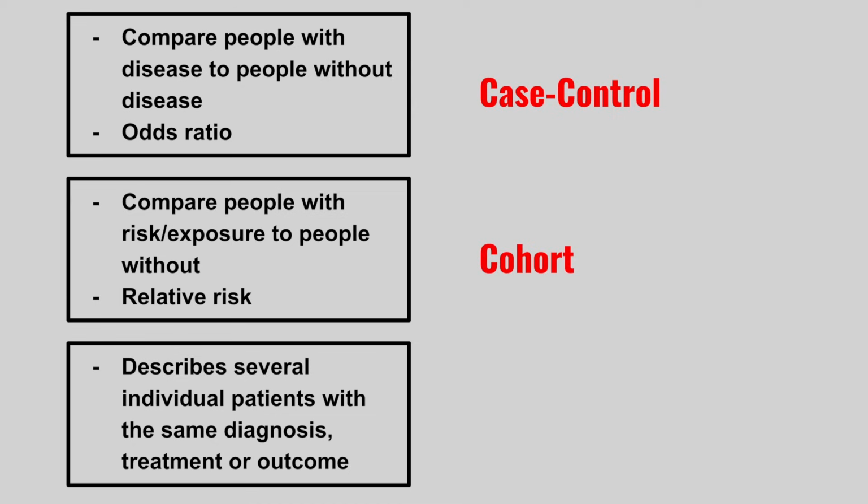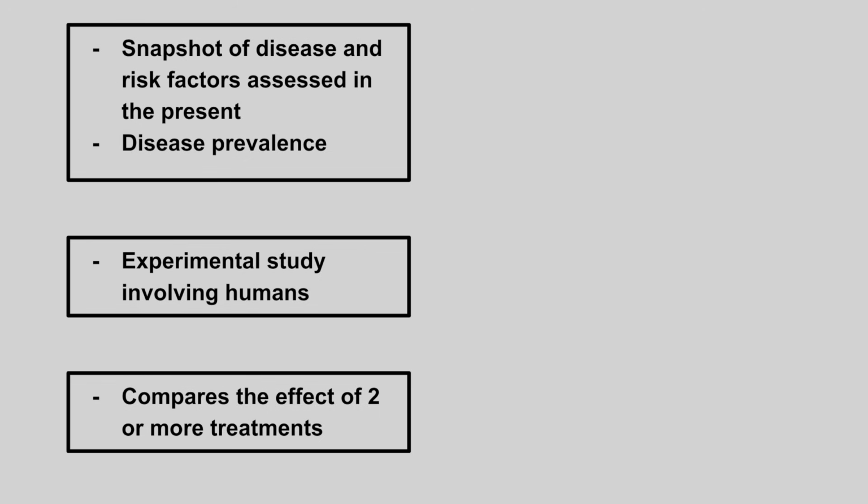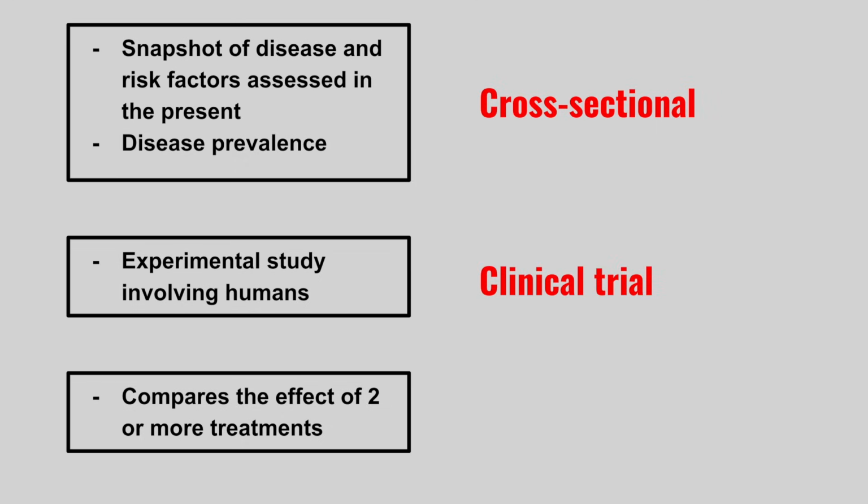Next, we're going to describe several individual patients with the same diagnosis, treatment, or outcome. This is a case series. Next, we have a study that takes a snapshot of the disease and risk factors assessed in the present, and we can calculate the disease prevalence through this. This is a cross-sectional study. Next, we have an experimental study involving humans. This is a clinical trial.